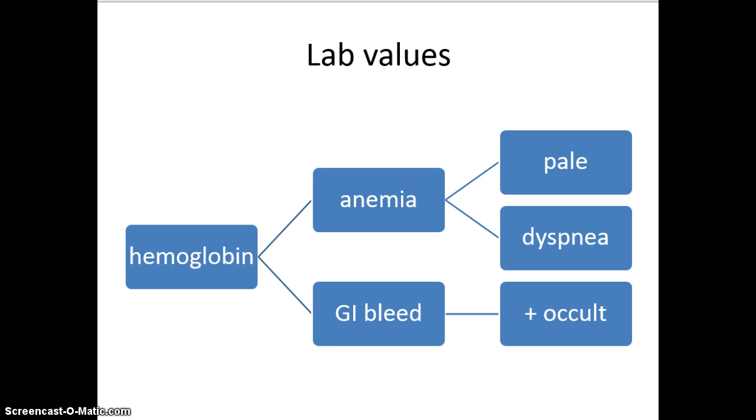Looking at lab values, we know that with anemia and oftentimes a GI bleed, there are symptoms that show up for the older adult. Hemoglobin, remember, is 12 to 16 in that ballpark for the female and a little higher for the male.